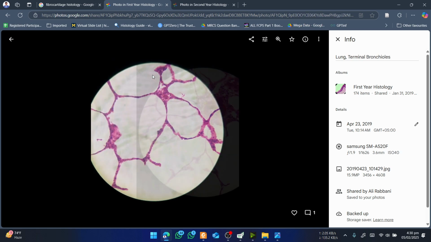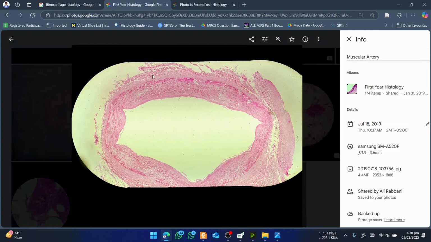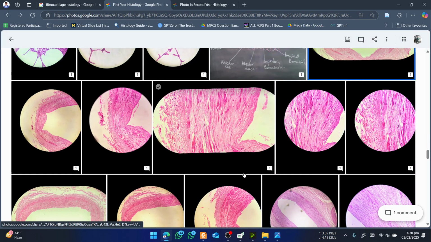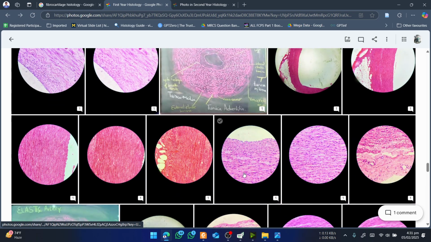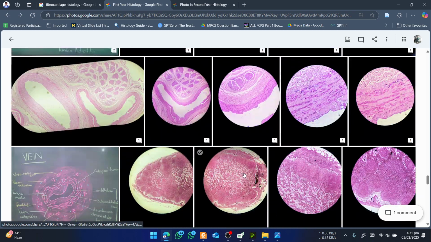And this is the alveoli with flattened cells between them. So that's lungs. Now arteries. Before jumping into the arteries, let me show you a few tips and tricks I think can help you.